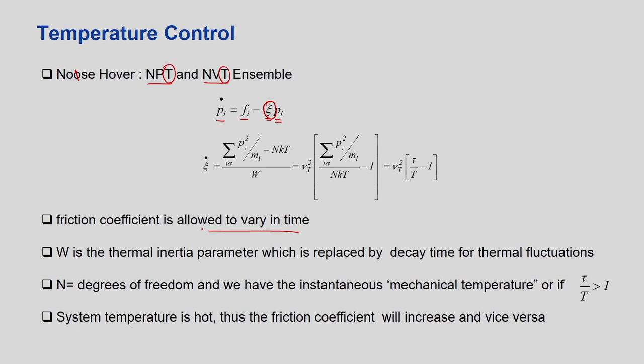Now, this is a function of time, and you can write it as minus nkT by W. What is W? W is a thermal inertia parameter which is replaced by the decay time vt. This decay time helps in controlling the thermal fluctuation. When you do the simulation, not at every point may you be able to constrain it to a particular temperature, there will be some vibration. And n here is the degrees of freedom. Obviously, we will have an instantaneous mechanical temperature, this tau. This tau will be the instantaneous mechanical temperature and T is the system of interest temperature.